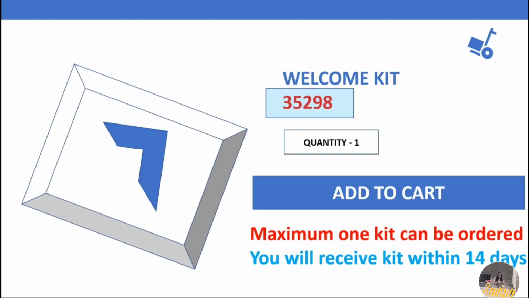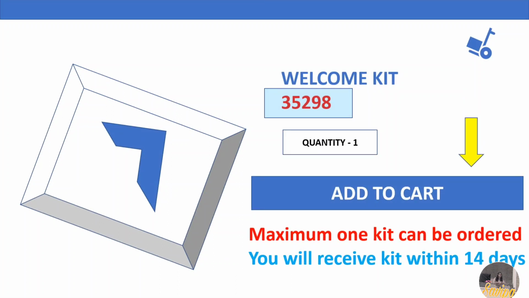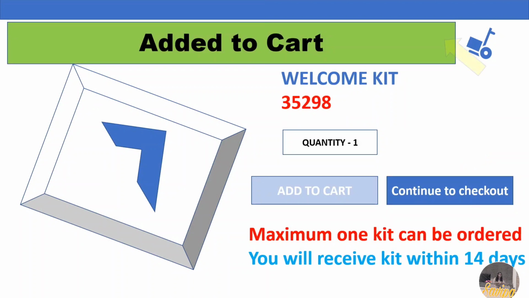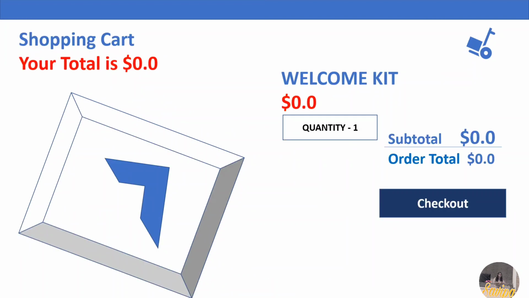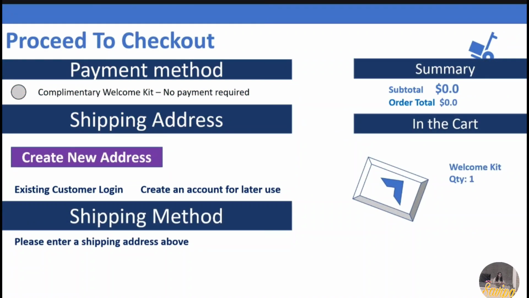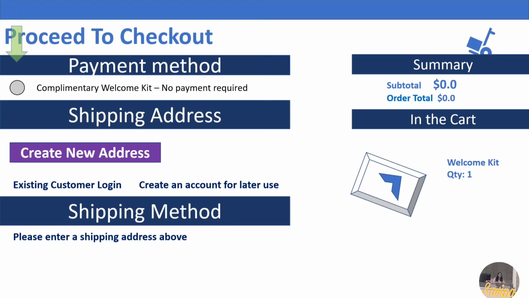Now click on add to cart. Then click on continue to checkout. Then you can see an alert like this, added to cart. Now again click on checkout. Same, again click on checkout. Now you can see this page, where the payment method should be selected as complimentary Welcome Kit, no payment required. If it is already selected, just go ahead and continue. If it is not selected, make sure you select that radio button.